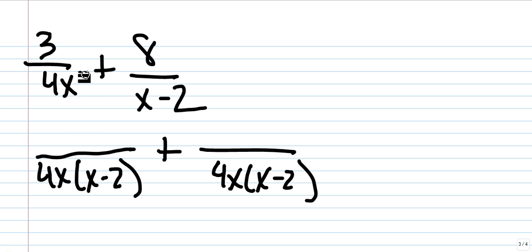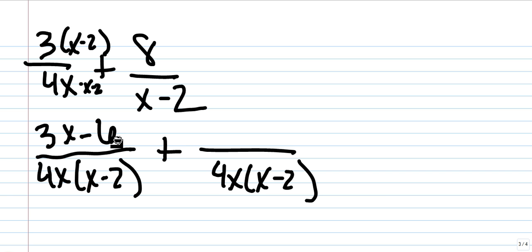So how did I get from here to here? I multiplied this times x minus 2. So I have to multiply the top times x minus 2. So 3 times x is 3x, and 3 times 2 is minus 6. How did I get from here to here? I multiplied this by 4x, so I have to multiply that by 4x. 8 times 4x is 32x.